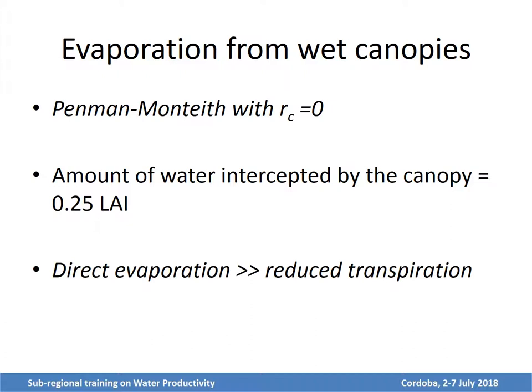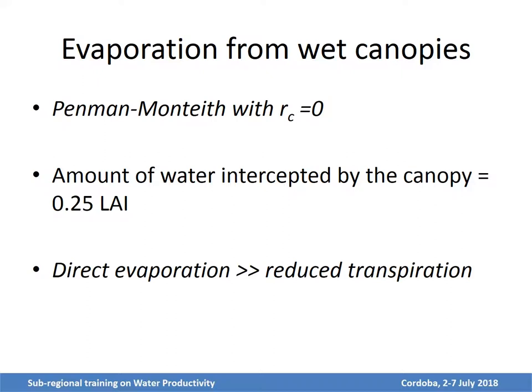It is interesting just to mention that these equations might break when we are evaporating from wet canopies. After rainfall, after sprinkler irrigation, when the canopy is wet, evaporation will proceed very fast. We can calculate that using the Penman-Monteith equation with rc, canopy resistance, equal to zero. And that will imply a large rate of evaporation, and that will occur until all the water intercepted by the canopy is evaporated. The amount of water intercepted by the canopy is roughly 0.25 times the leaf area index.